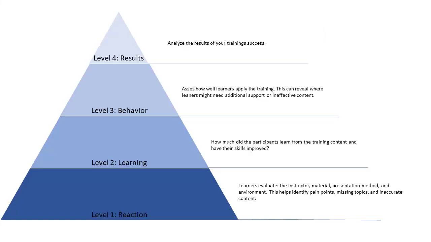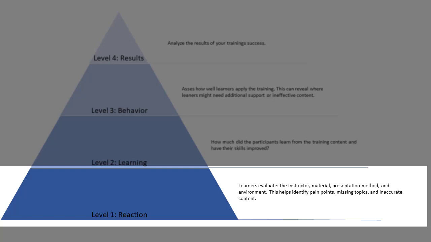Donald Kirkpatrick created his 4-level training evaluation model in 1959 in order to measure the effectiveness of training programs. Let's take a look at the 4 levels. Level 1 of the Kirkpatrick model is reaction.